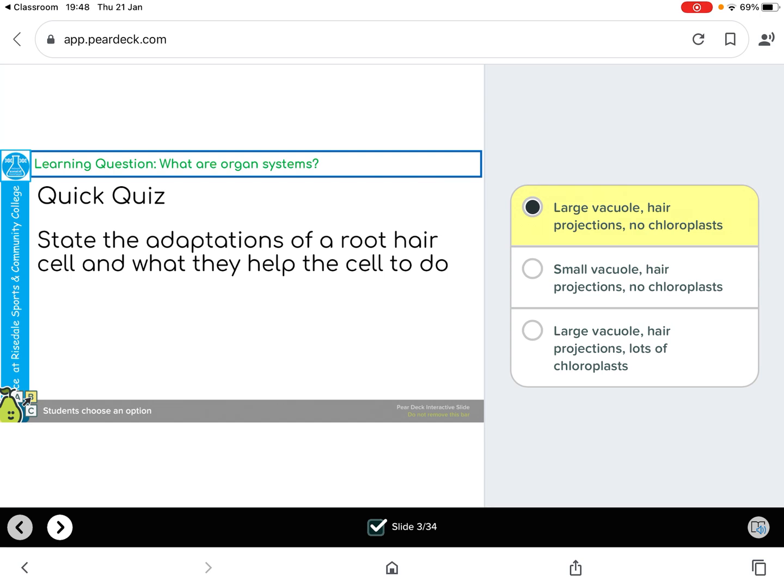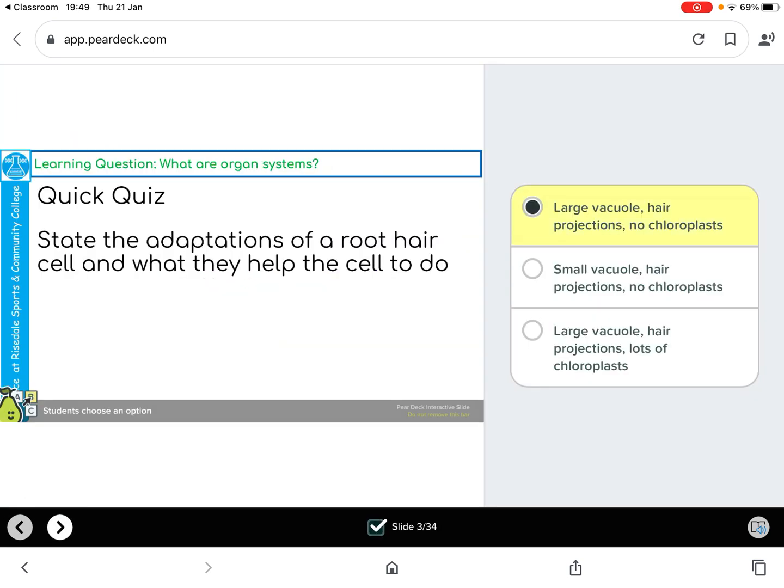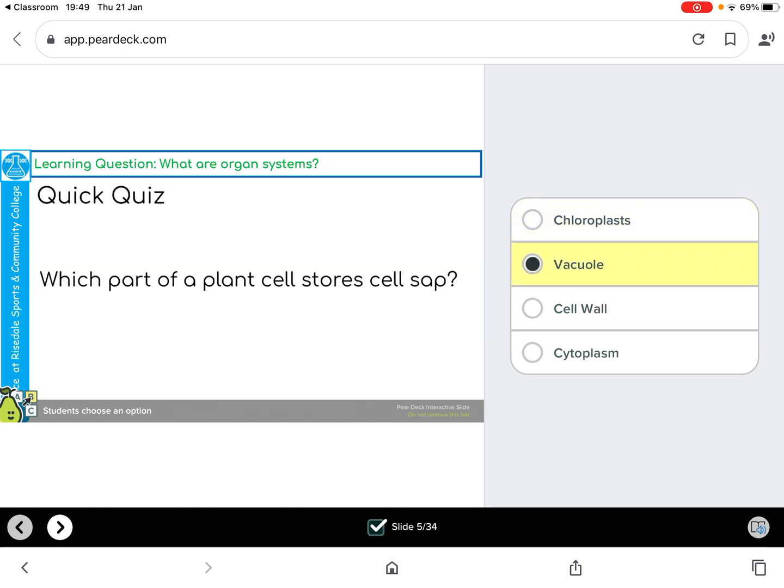So state the adaptations of the root hair cell and what they help the cell to do. Well, I didn't add that to the answer, but the adaptations are large vacuole, hair projections, no chloroplasts. So all of the answers were very similar. You needed to just make sure that you looked closely at those hints I gave you to help you answer that question. What is the function of the mitochondria? So this is to get energy from food by respiration.